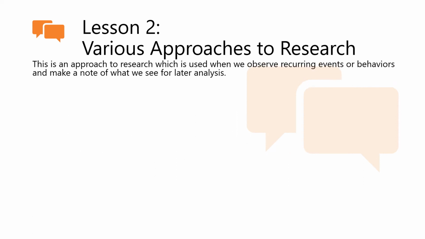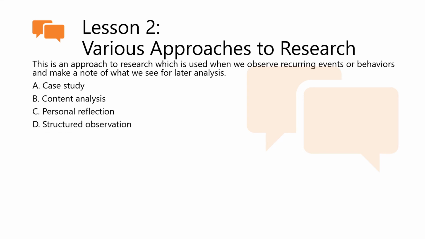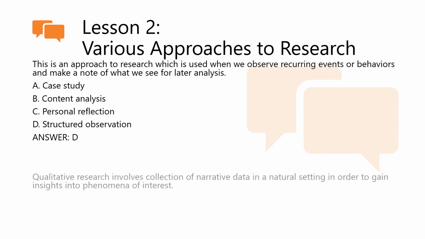Question. This is an approach to research which is used when we observe recurring events or behaviors and make a note of what we see for later analysis. A. Case study. B. Content analysis. C. Personal reflection. D. Structured observation. The answer is structured observation.